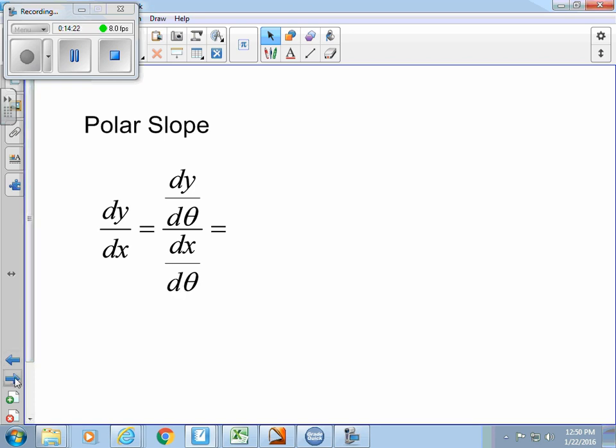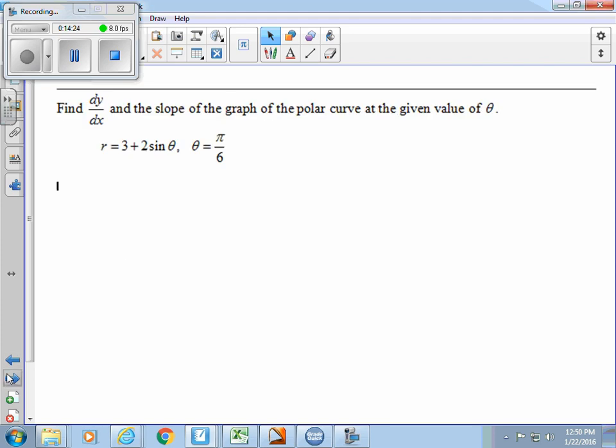Yes. Okay, so find the slope. This is not the same one, is it? Okay.